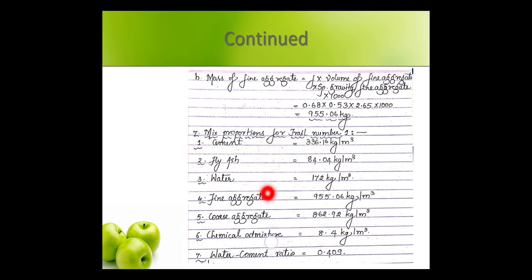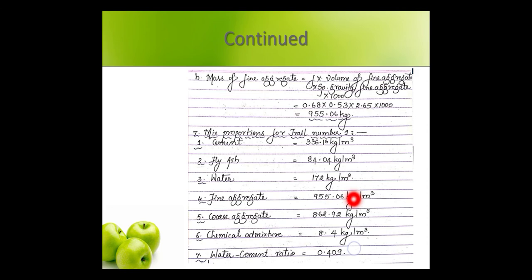So at last you need to write whatever values you have got, that is trial number 1. According to trial number 1, what are the mix proportions or quantities you have got: cement is 336.16 kgs per meter cube, fly ash is 84.04 kgs per meter cube, water is 172 kgs per meter cube, fine aggregate is 955.06 kgs per meter cube, coarse aggregate is 862.92 kgs per meter cube, chemical admixture is 8.4 kgs per meter cube, and water cement ratio is 0.409.